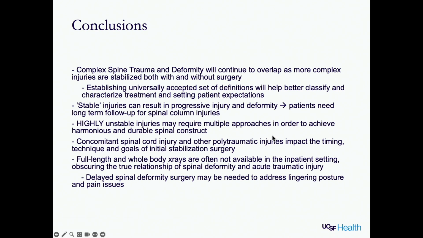And then, in terms of evaluating deformity, whole body x-rays in general are not available in the inpatient setting, but achieving early outpatient follow-up to understand where the construct may fail, especially in the immediate and long term, I think is important in being able to prepare these patients for a delayed spinal deformity surgery in the future.